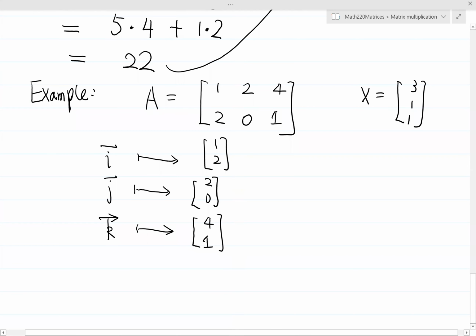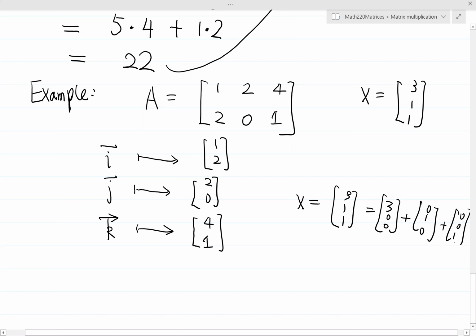Now x, you write x as 3, 1, 1. So this is 3, 0, 0 plus 0, 1, 0 and 0, 0, 1. So the first is 3i, the second one is j, the third is k.